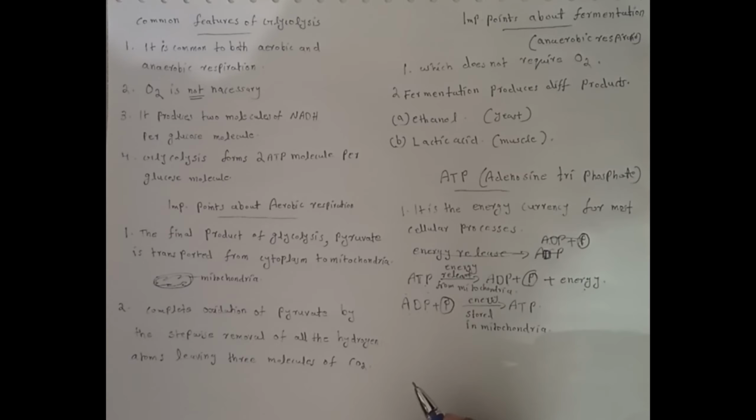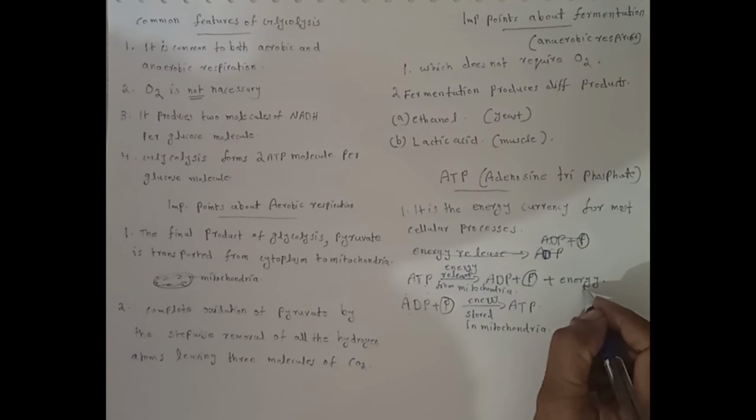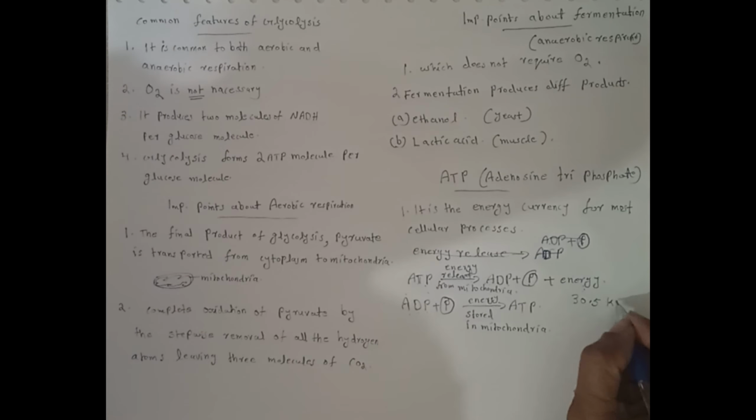If the terminal phosphate linkage of ATP is broken, the energy equivalent to 30.5 kilojoules per mole is released.